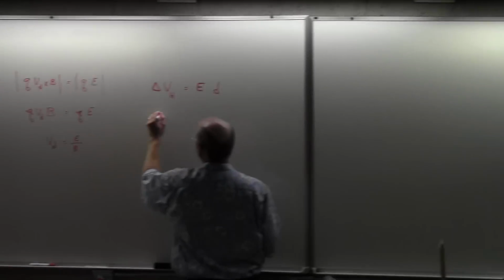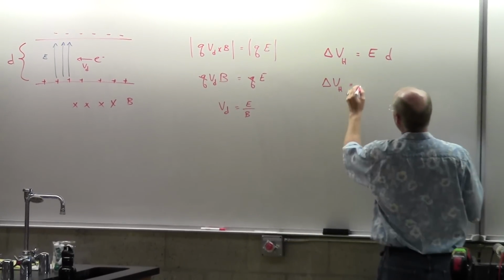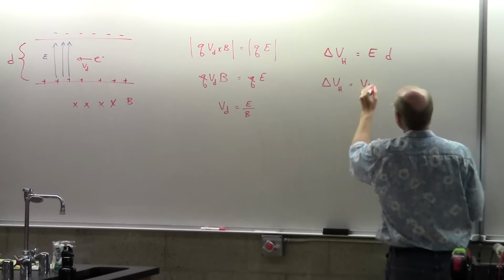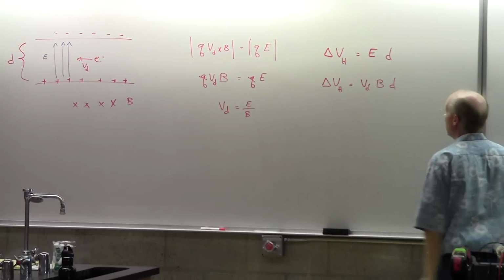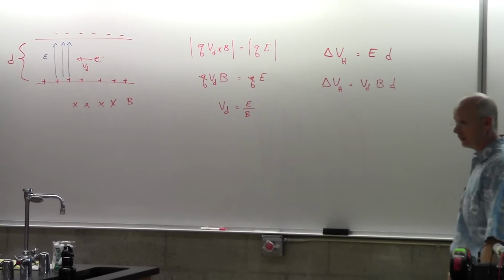Now if we continue on to what we just did, that electric field would be v_d times B, times the thickness D. That would be the voltage.